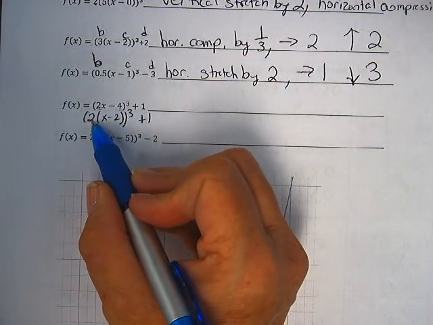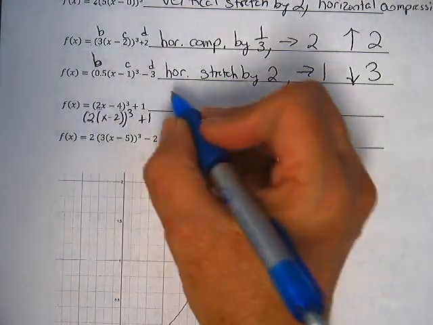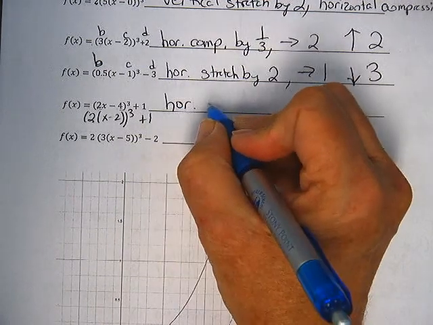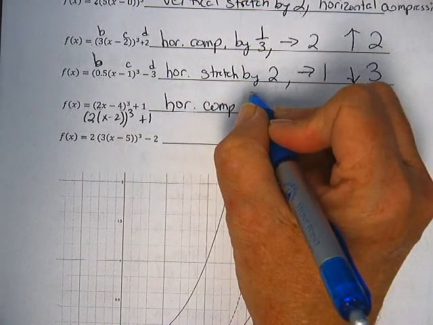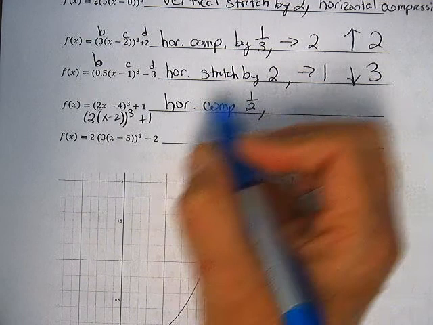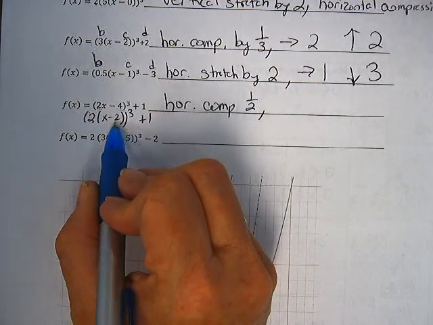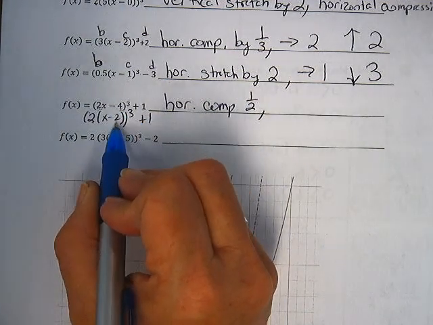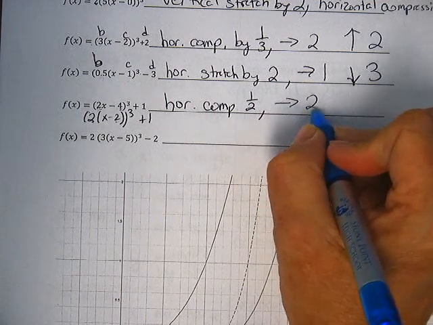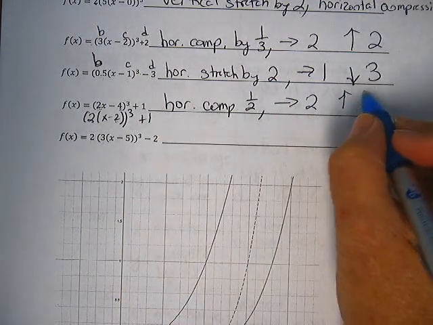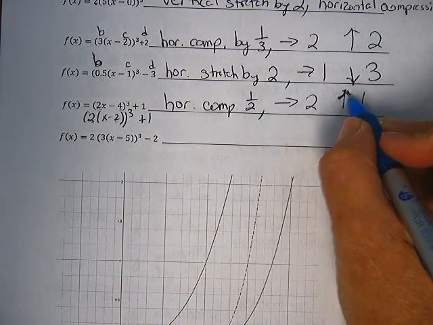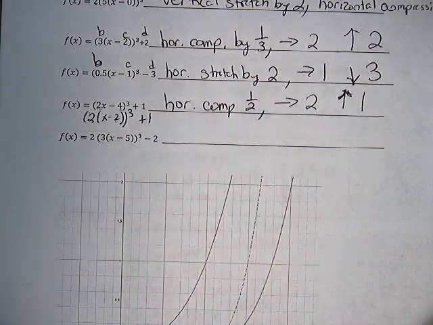So now we can see that this 2 represents B. So that's a horizontal compression by 1/2. And now we see we truly only moved 2 to the right, not 4. So we moved right by 2 and up by 1. So notice that B is not affecting that D value at all.